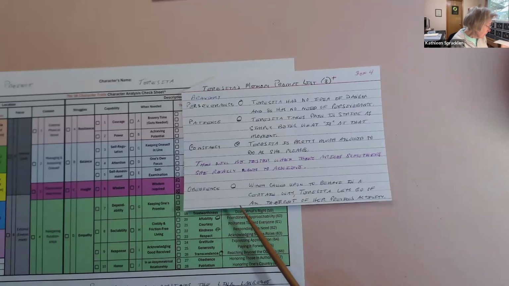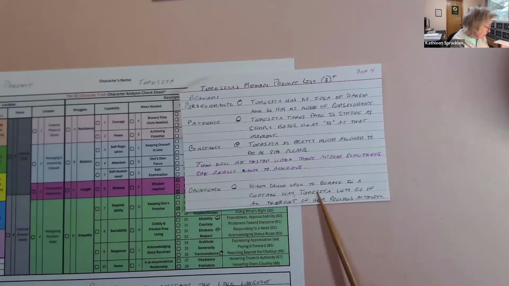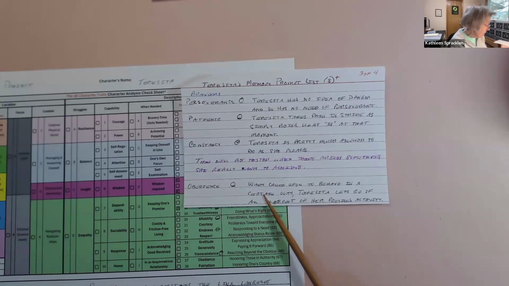Obedience for her is a base trait. When she's called upon to behave in a certain way, she drops everything and does exactly what she's told. This one could also come up. It might move away from a base trait when she gets a full awareness of past and future and goals and desires. This one could come off the base.